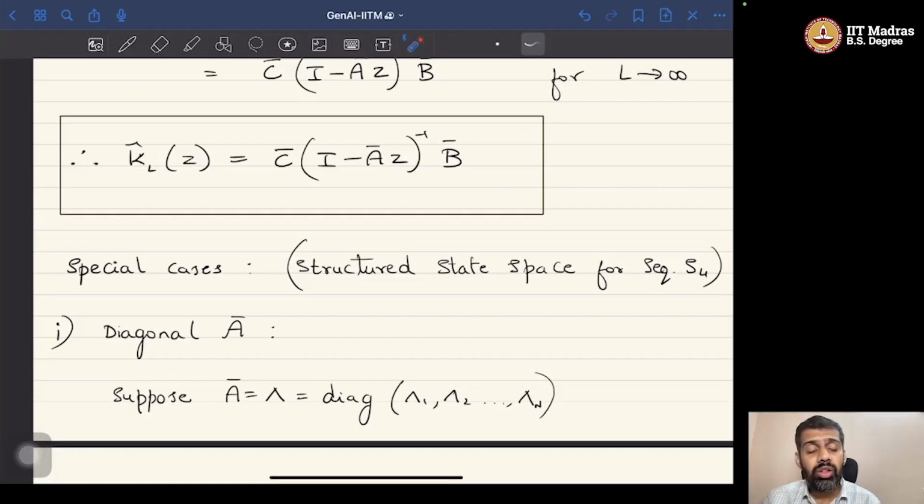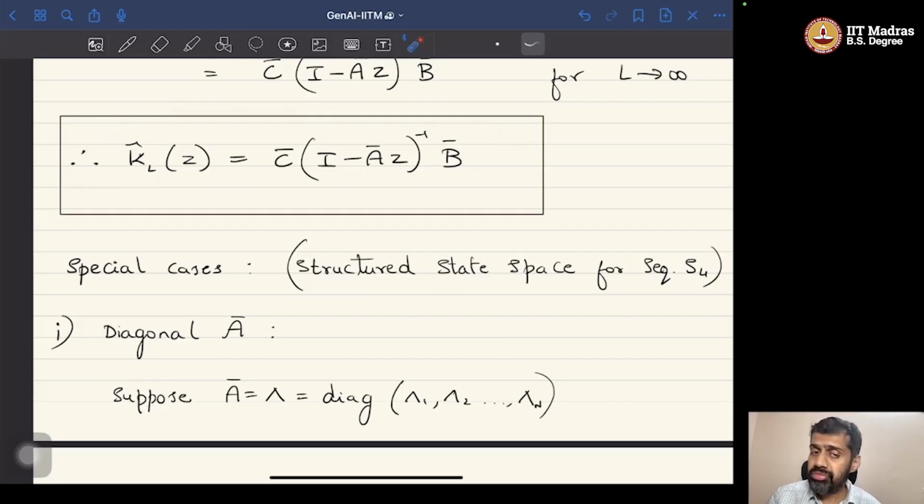Therefore, what different models do is they impose a particular structure on A, which means that so far we have not taken A to be of any particular form. For instance, A can be diagonal or A can be low rank or anything. We did not choose any such special structures on A, but different methods impose different kinds of structures on A to make this kernel computation tractable.